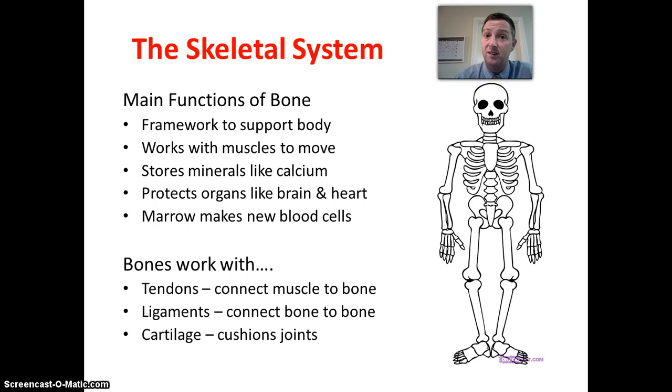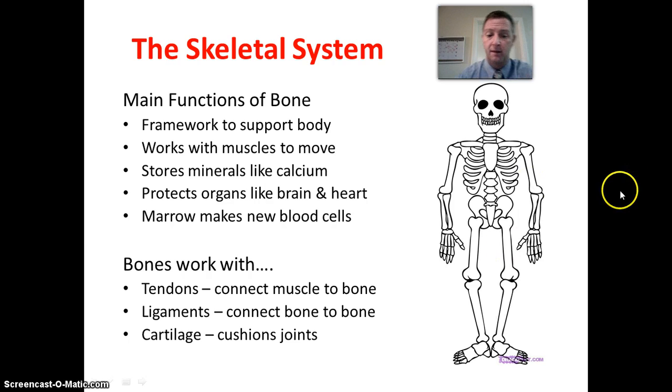You also have cartilage. Cartilage not only forms specialized structures like your nose or your ears, these are cartilage, but they also cushion your joints. Because if I have bone on bone bending and flexing, they're going to rub and they're going to grind, and that can be painful. So cartilage in our joints acts like cushion.